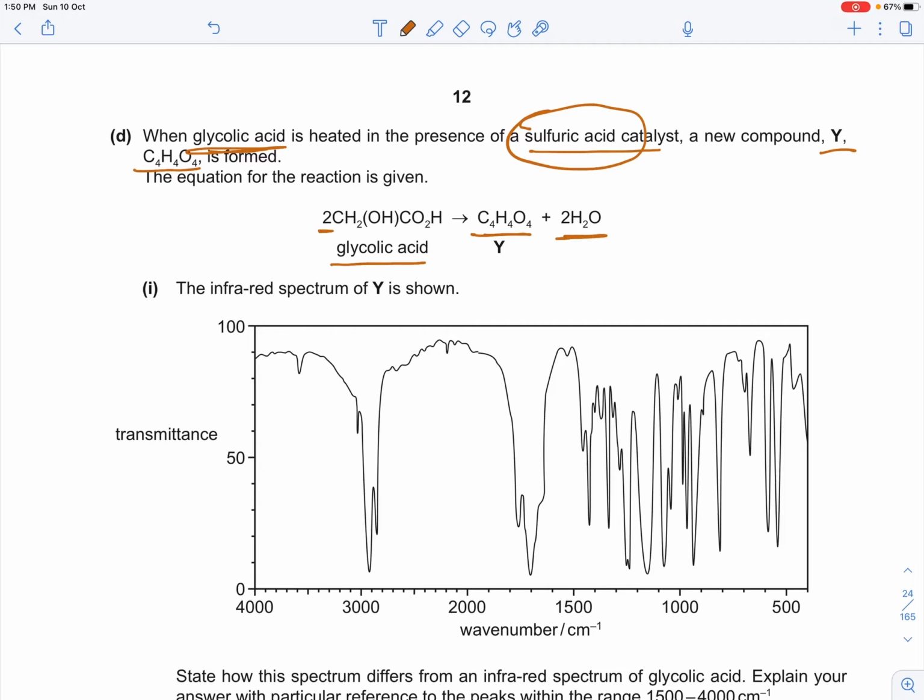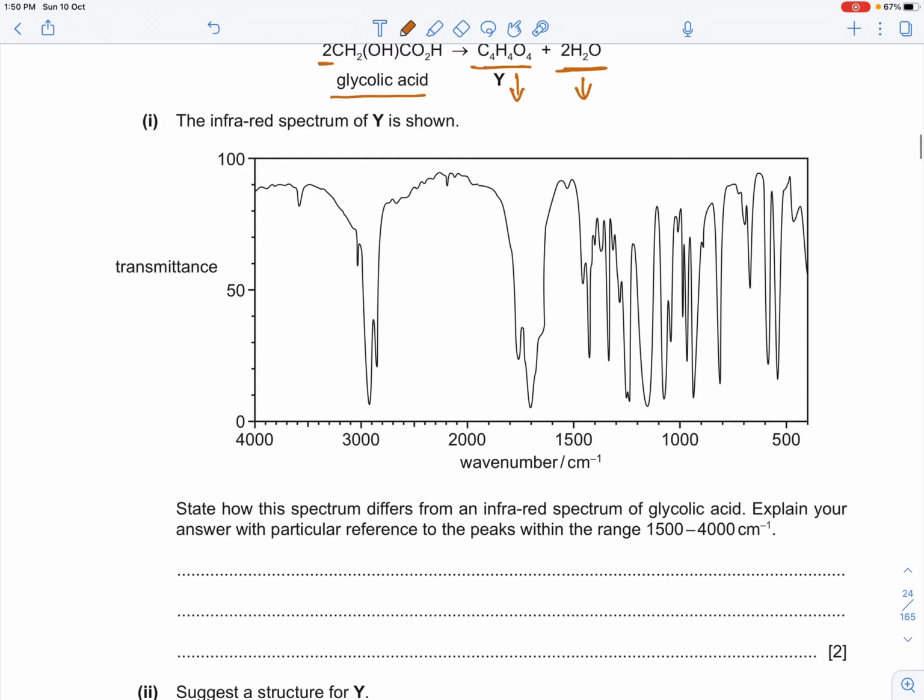So 2 glycolic acids are reacting with each other in the presence of concentrated sulfuric acid, which is acting as a catalyst, and we are getting molecule Y and water. The infrared spectrum of Y is shown. This is the infrared spectrum of Y. On the y-axis we have transmittance, on the x-axis we have wave numbers. State how this spectrum differs from the infrared spectrum of glycolic acid. Explain your answer with particular reference to the peaks within the range 1500 to 4000 centimeter.